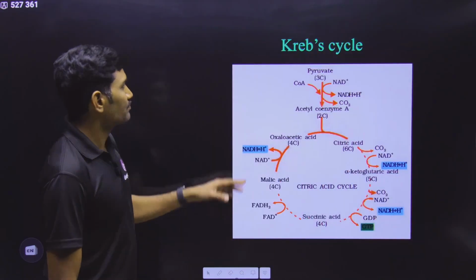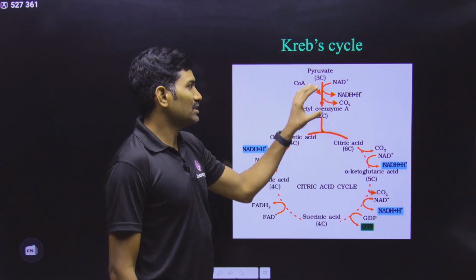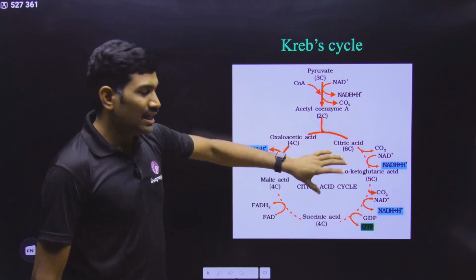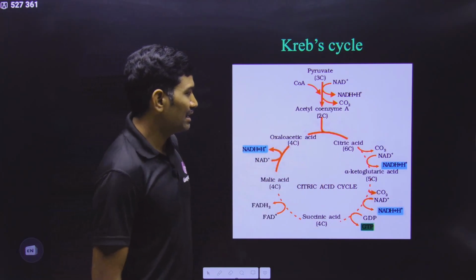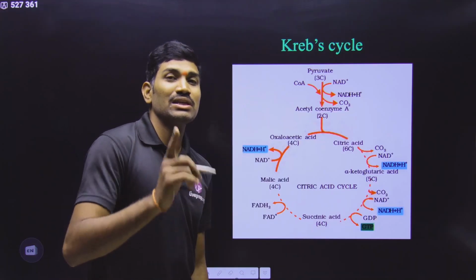Please remember this. Next, this is the Krebs cycle. From pyruvate to acetyl coenzyme A, this is the link reaction, and acetyl coenzyme A is now involved here, and this is the Krebs cycle. If you observe clearly, in the Krebs cycle CO2 is released.